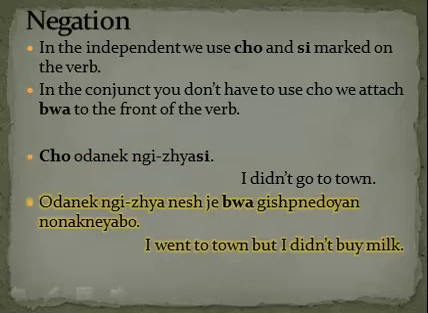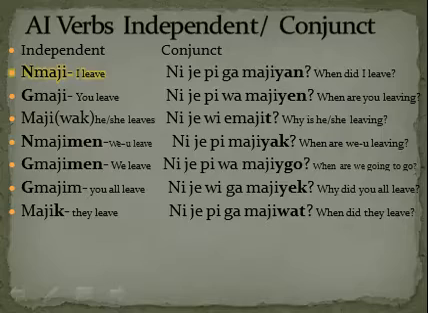The next one is I went to town, but I didn't buy milk. Odanik negijia nescha bawa gish pinadoyan nonak neabo. Odanik, to town. Negi, I did. Jia, go. Nescha, but. Bawa, that negation. Gish pinadoyan, I bought, so hence I didn't buy. Nonak neabo, milk.